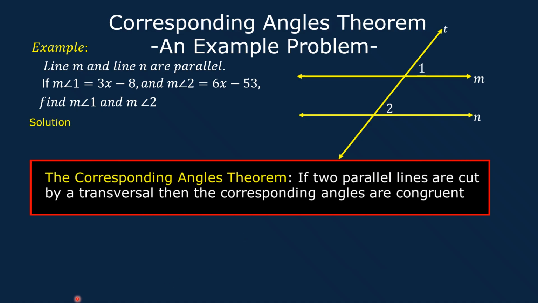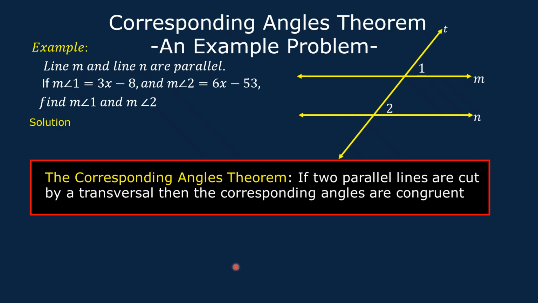Solution. According to the corresponding angles theorem, if two parallel lines are cut by a transversal, then the corresponding angles are congruent. In the figure, the two parallel lines are line M and line N. These two parallel lines are cut by transversal T. And angle 1 and angle 2 are corresponding angles.